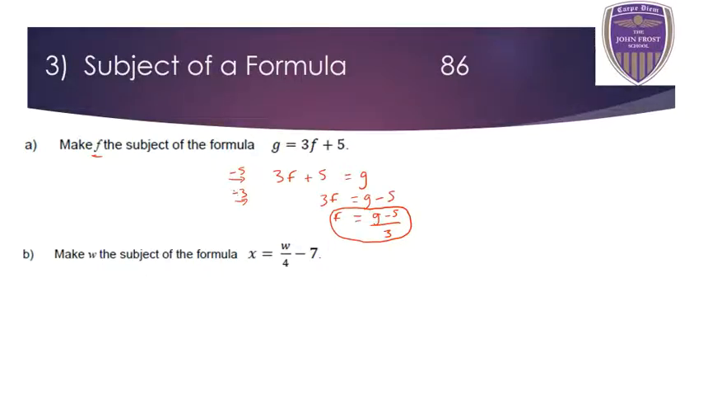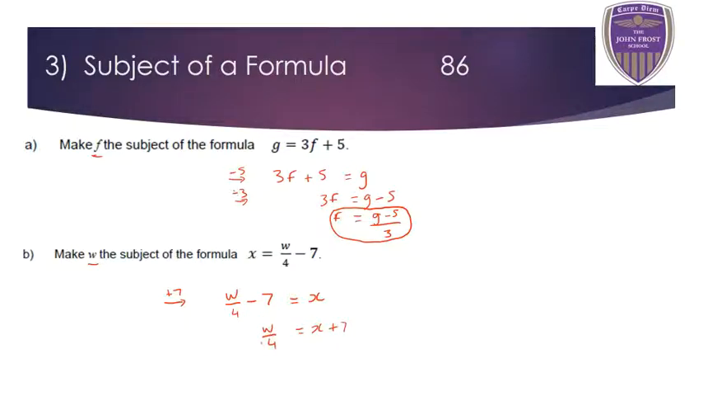Similar tactic on this one, we're going to make w the subject. So w is on the right hand side. So first job I'm going to do is I'm going to write out the problem with w on the left. So it's w divided by 4, then take 7 off it to get x. So the first thing I'm going to do is deal with the minus 7. So I'm going to add 7 to it to make it 0. So I'm going to add 7 to x. So here I'm going to have x add 7. Over here I've got w over 4.